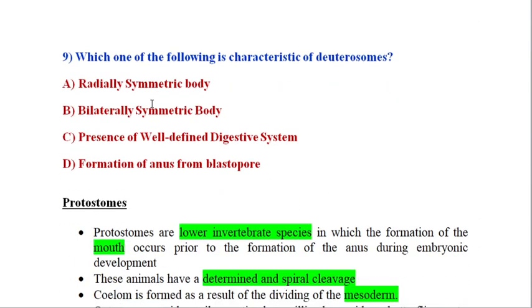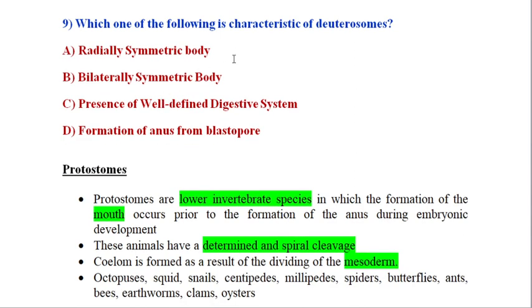Next, which one of the following is the characteristic of deuterostomes? Okay, so which one of the following is not the characteristic of deuterostomes? That's the correct question. Sorry, I typed the question wrong. Which one of the following is not the characteristic of your deuterostome?